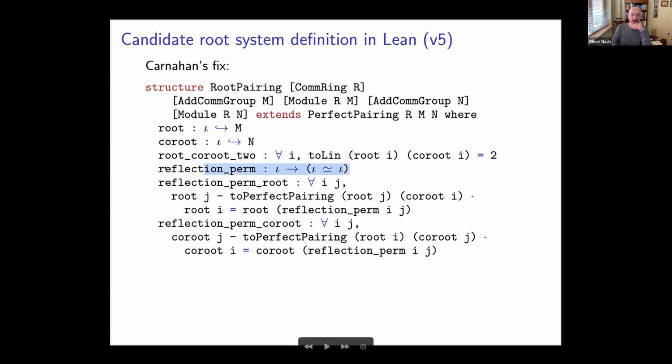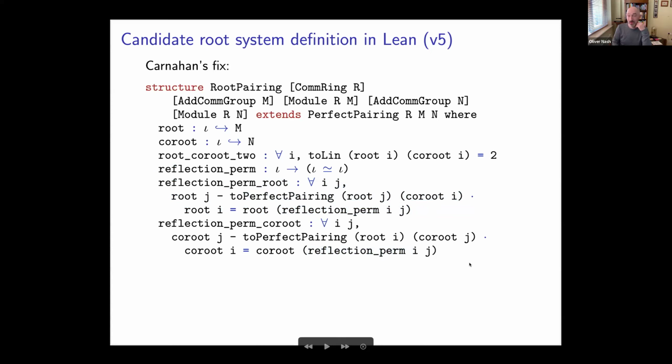So he said that should be the fundamental object that's part of the data. And then these are the two axioms which previously said that the reflection preserves the roots. Now it says the reflection permutes the roots according to the data of this permutation. And then critically, that same permutation is the one that appears in the co-roots.